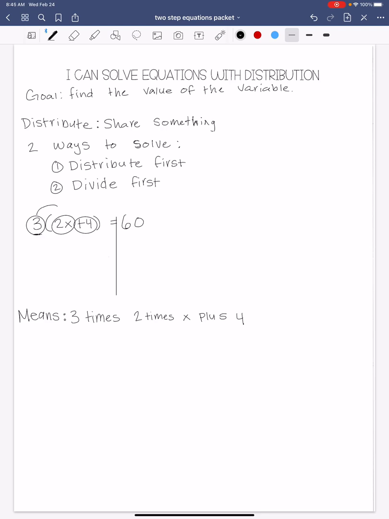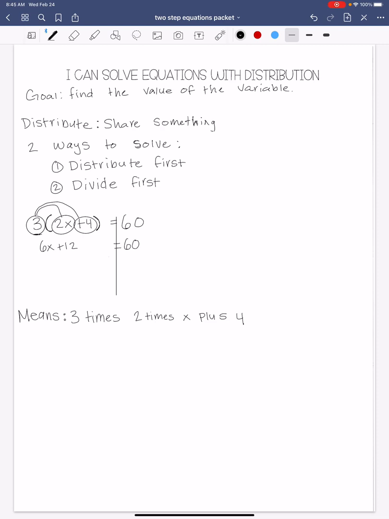We're going to multiply that 3. Remember, the parentheses mean to multiply. So we do 3 times 2x, which is 6x. And then we do 3 times positive 4, which is positive 12. So on this side now, we have 6x plus 12. And on this side, we have 60.